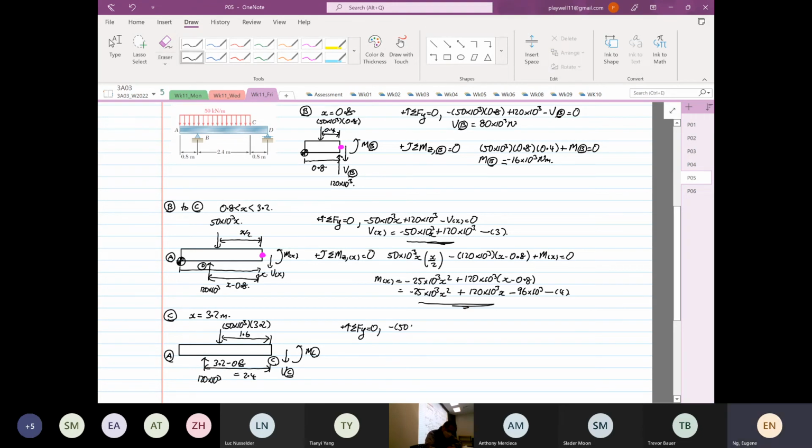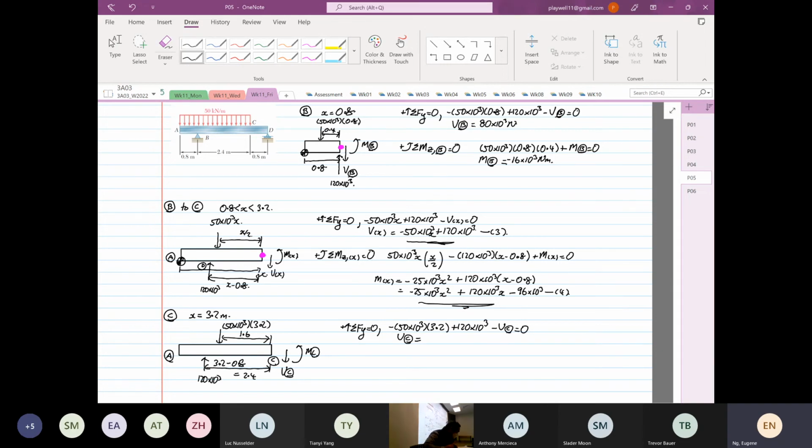Minus 50 times 10 to the power 3 multiplied by 3.2 plus 120 times 10 to the power 3 minus V at point C is equal to 0. So our V at point C is equal to minus 50 to the power 3 times 3.2 plus 120 to the power 3, which is equal to minus 40.